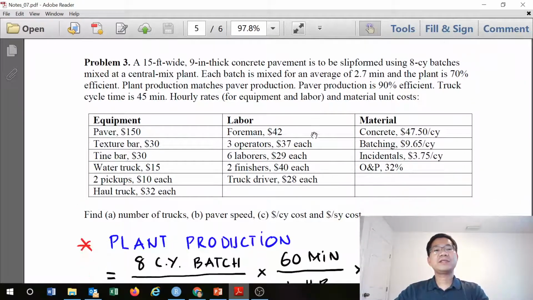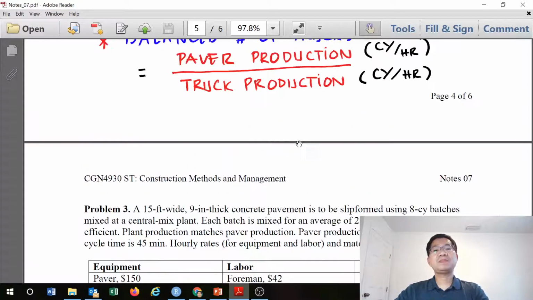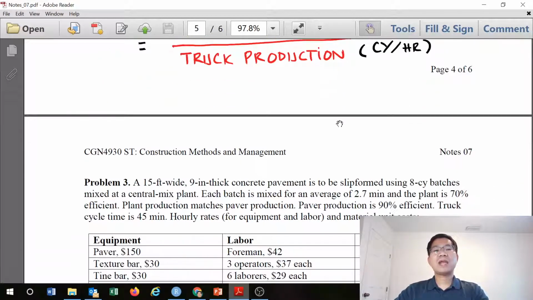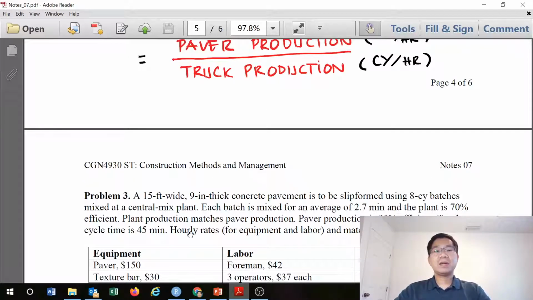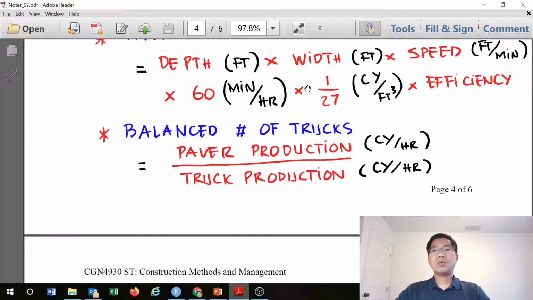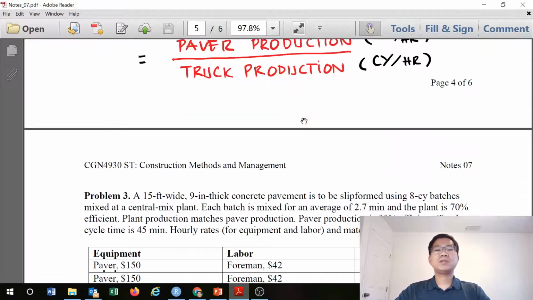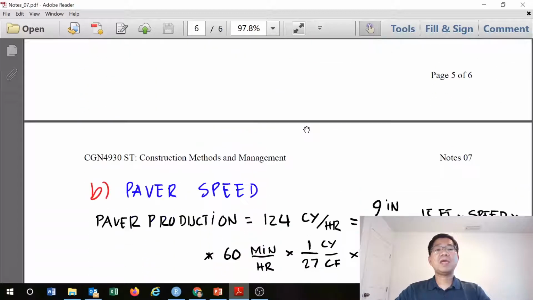The second question is the paver speed. For the paver speed, we need to use the paving production equation, because speed is what we need to find out. So we need the depth, the width, and the efficiency. Here the depth is 10 inches, the width is 12 feet, because that is the pavement we have. The efficiency for the paving means 90% paver efficiency. So we have all of that in the equation, and then we can apply it to determine the speed. So that is step B, paver speed.